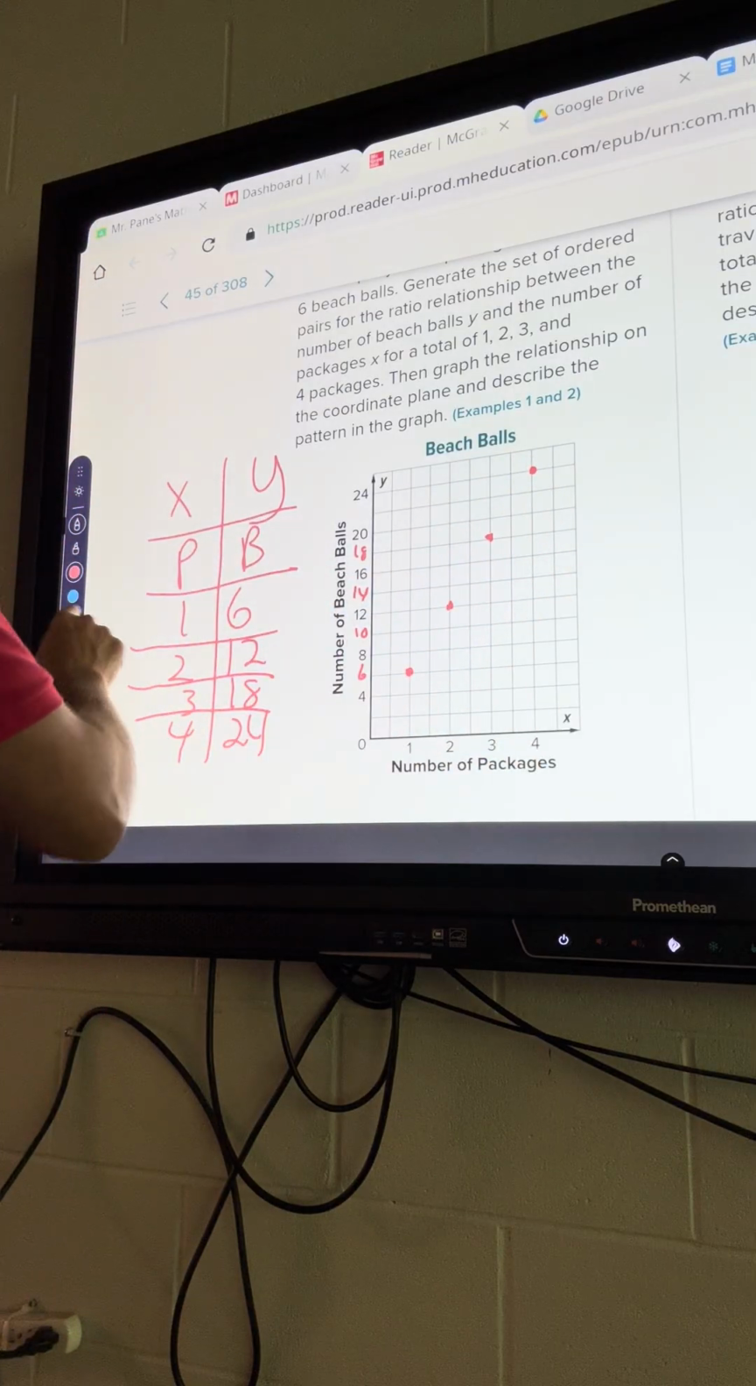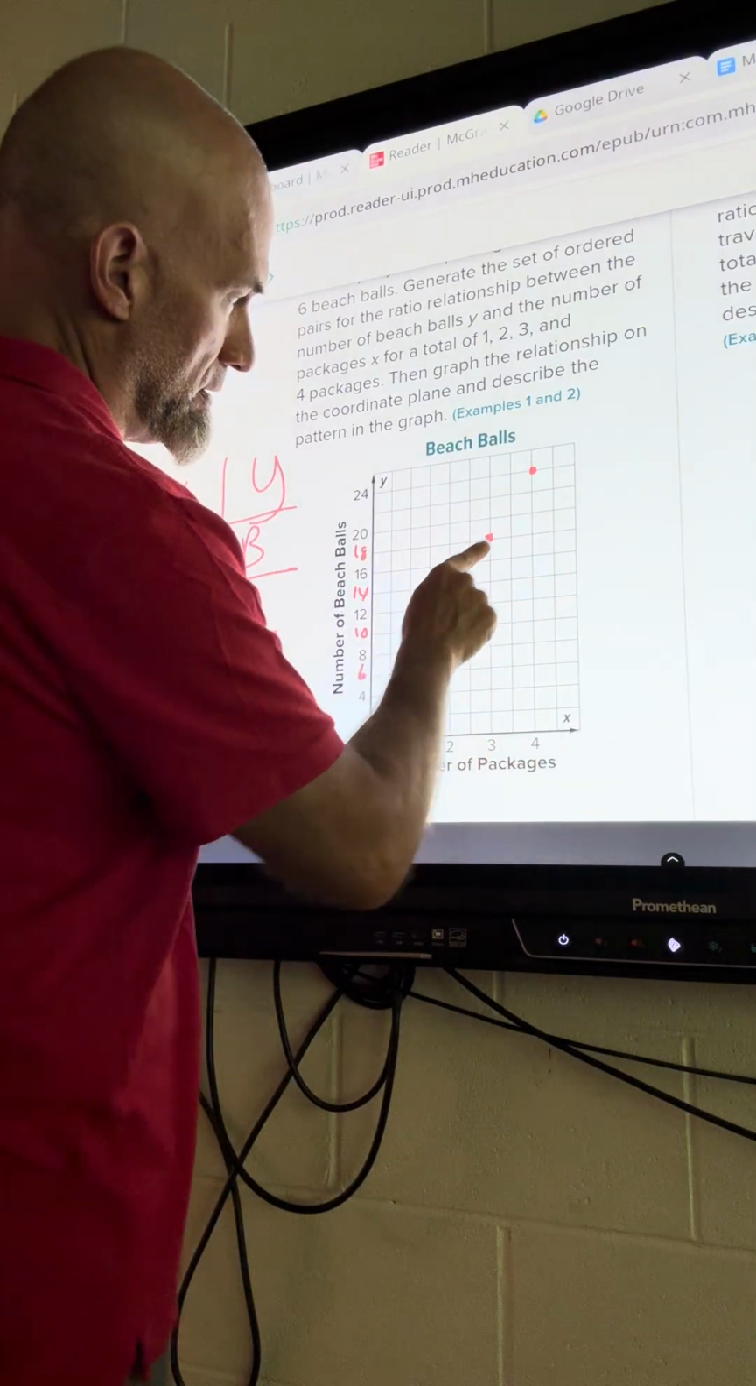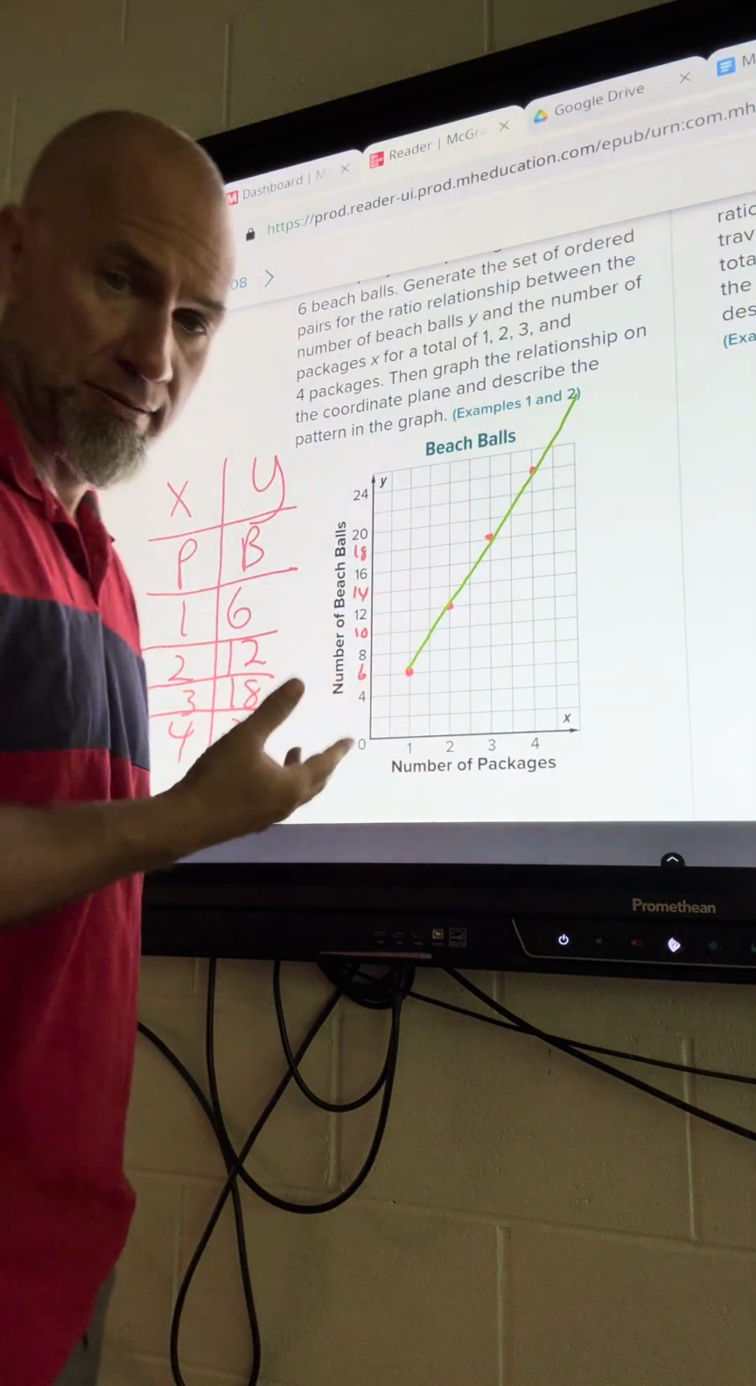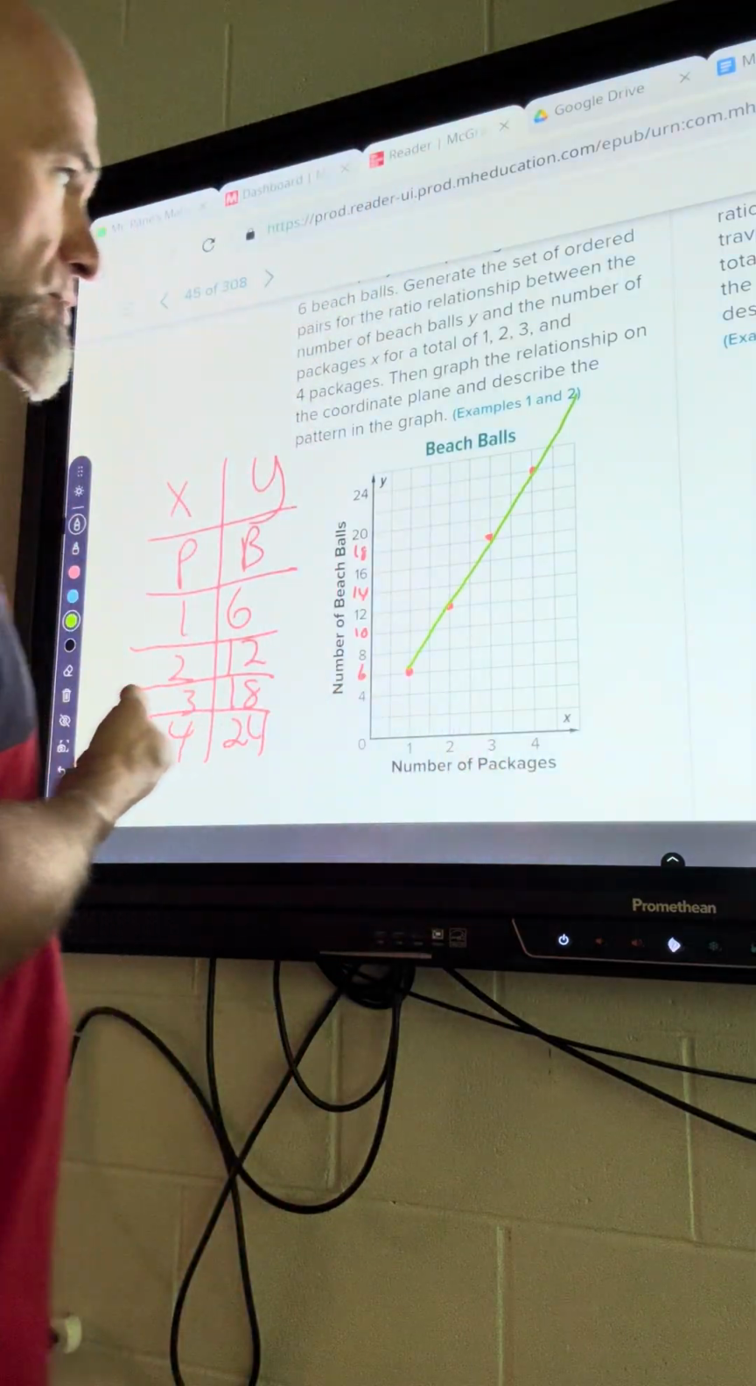All right, so we want to make sure our line is nice and diagonal. It is, it's perfectly diagonally straight. And that shows us we have the equivalent ratios.